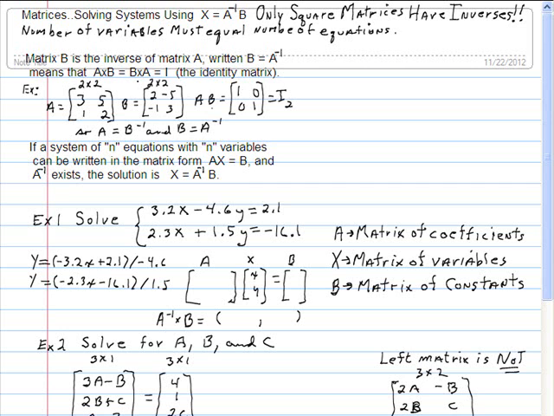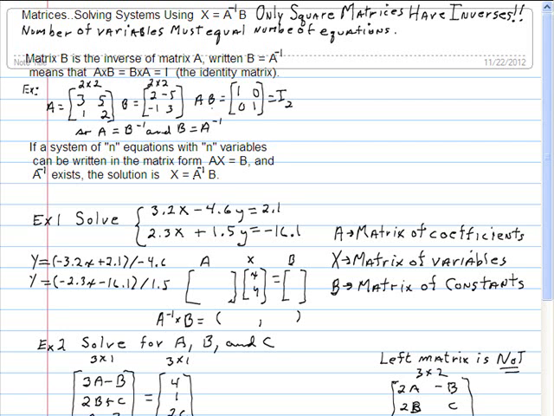Now we're not actually going to be doing this step. We're going to go straight to the formula X equals A inverse B. But we won't be loading A inverse in our calculator. We'll be loading A in our calculator and using the inverse key to get A inverse, but we'll never really see A inverse. We'll just see the solution.